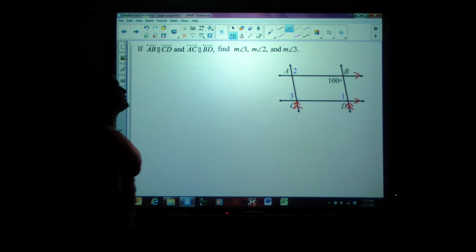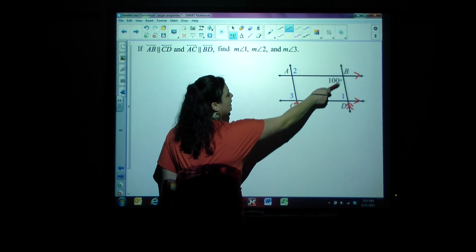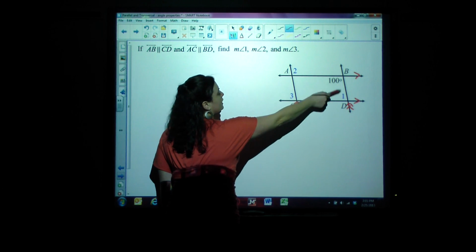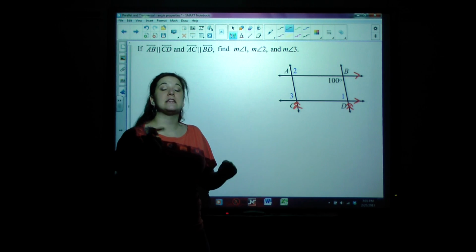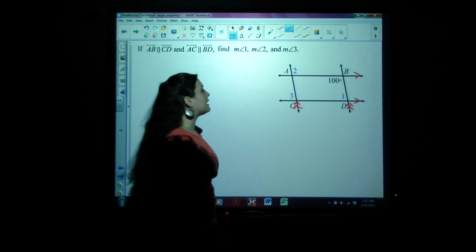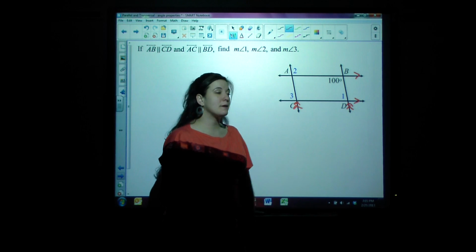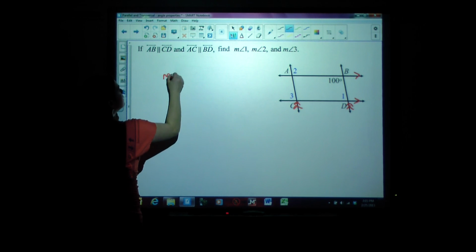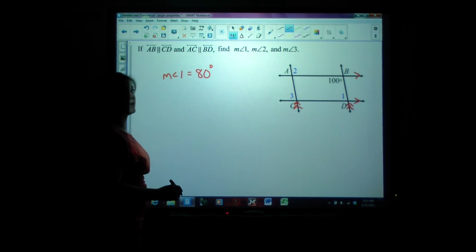Here we go. If this is 100 degrees, if these two lines are parallel, angle 1 and 100 degrees are same side interior angles, meaning they are supplementary. Supplementary means they add up to 180. So what number plus 100 would add up to 180? Well, the measure of angle 1 is going to have to be 80 degrees. Okay, let's try another one.